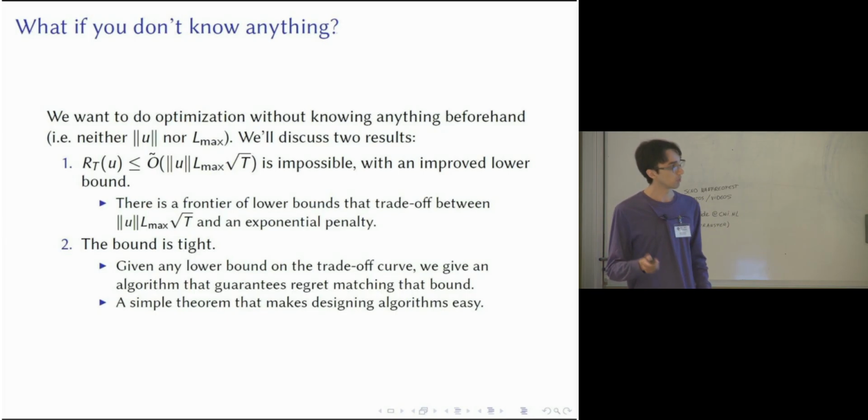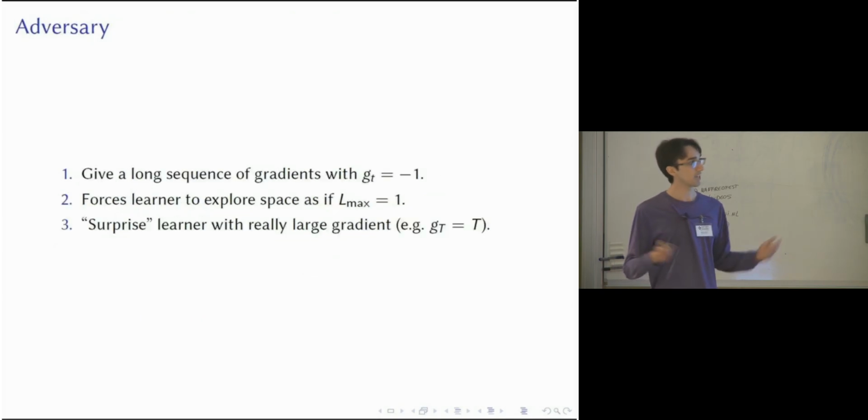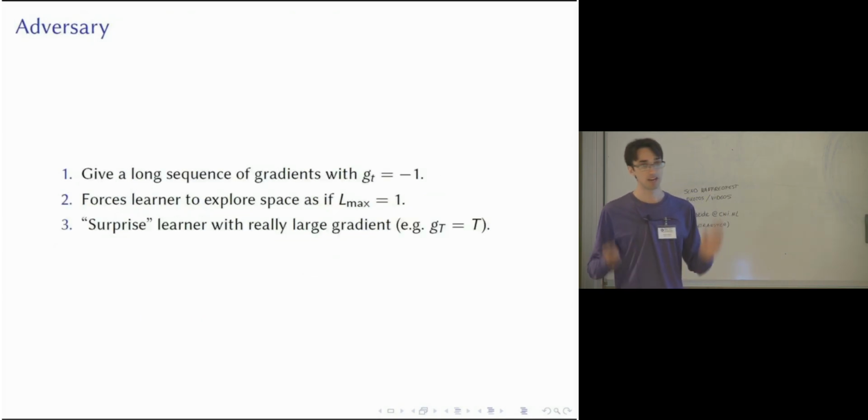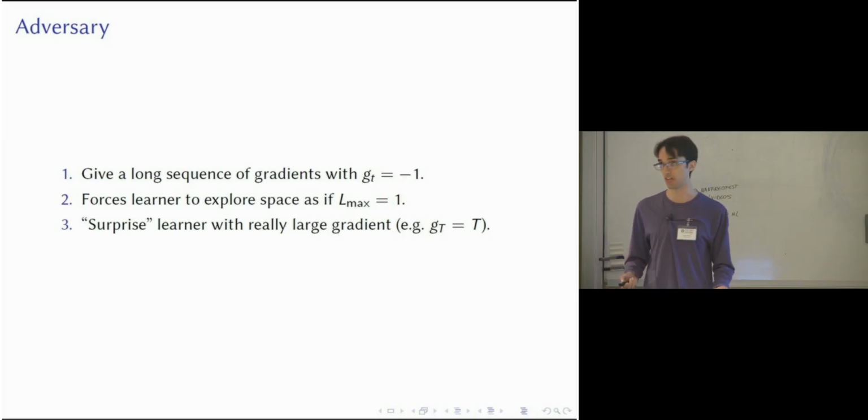All right, so we're going to talk about the lower bound first. Before I actually describe it to you, I'm going to describe briefly how the adversarial sequence that gets you the lower bound works. And it's actually relatively straightforward, if a little bit pathological. We're going to play a one-dimensional online optimization game. And what the adversary does is it just keeps giving the learner the gradient -1, just -1, -1, -1.